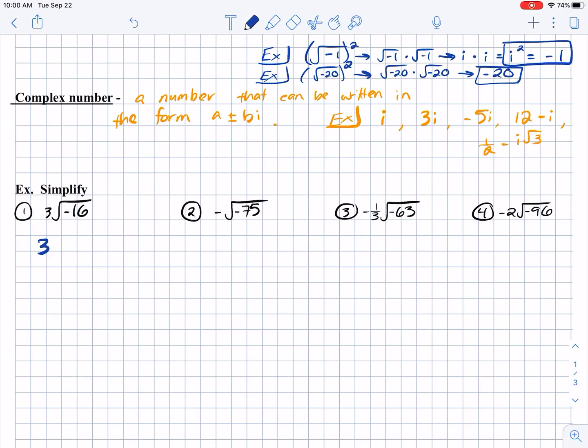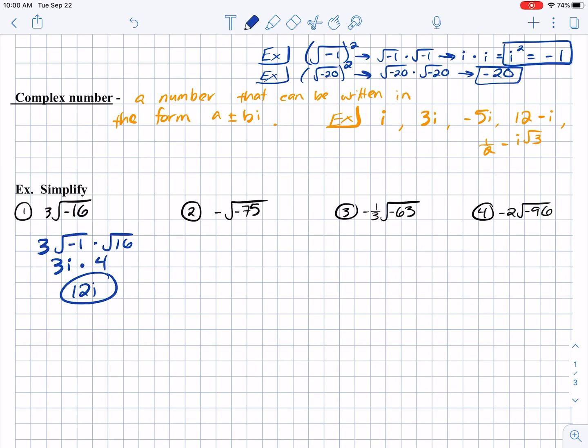So we have a 3 out in front. For our -16, if you want, you can write it as -1 times root 16. Hopefully you can see you have 3i here. Pull out i for your root -1. 16 is a perfect square, so this is going to simplify down to 12i.